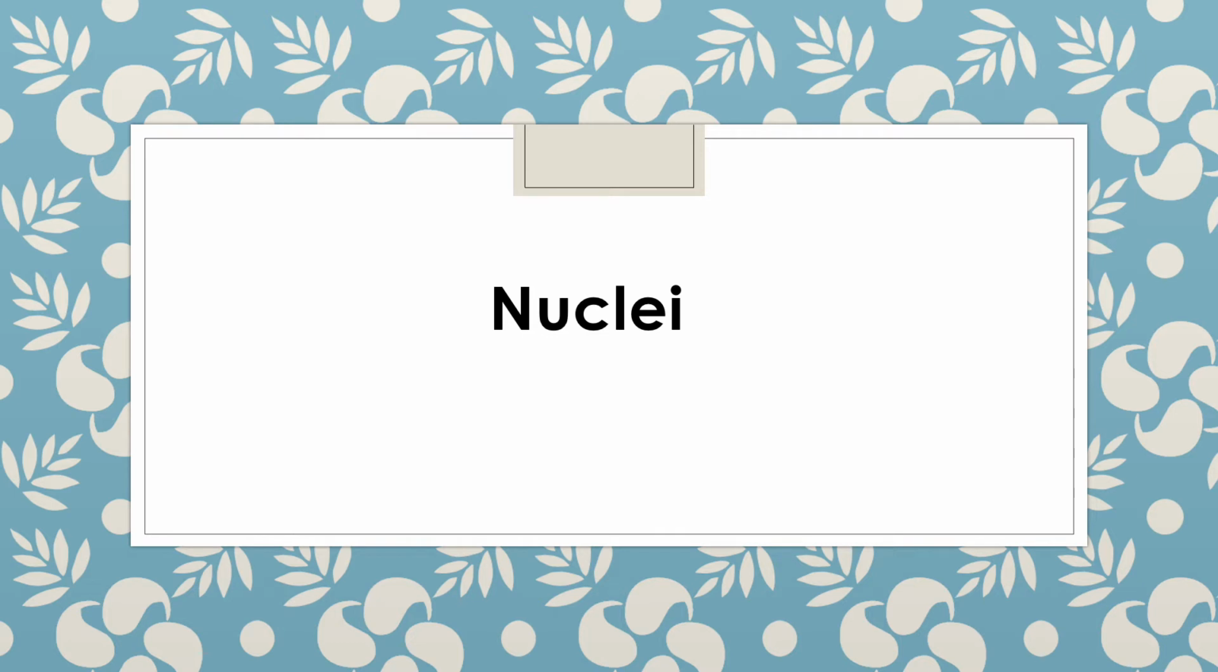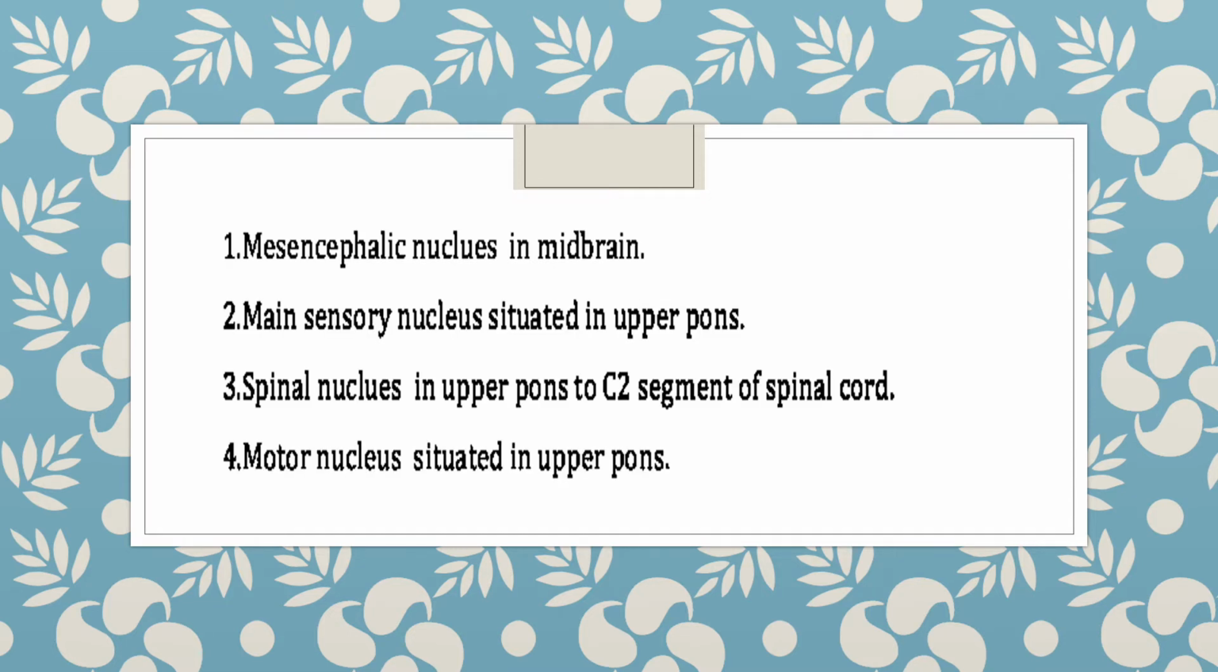Firstly, we come to the nuclei of this cranial nerve. There are four nuclei of the trigeminal nerve. First is the mesencephalic nucleus that is present in the midbrain. You have done the structure of the brainstem. We have the midbrain, we have the pons, and we have the medulla, and in the end we have the spinal cord. The mesencephalic nucleus is located in the midbrain.